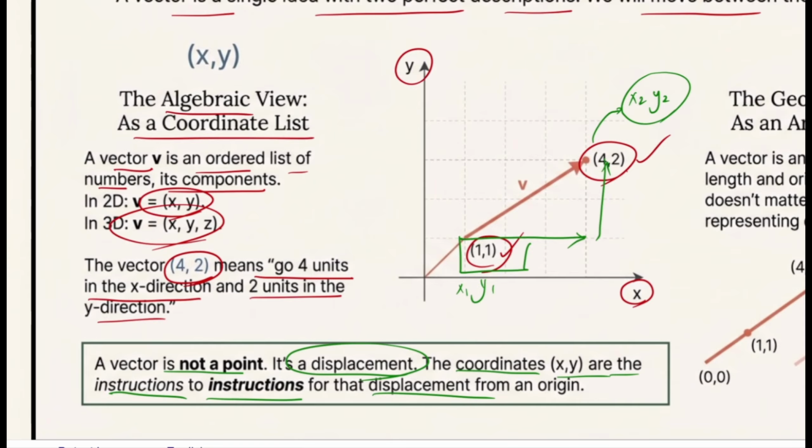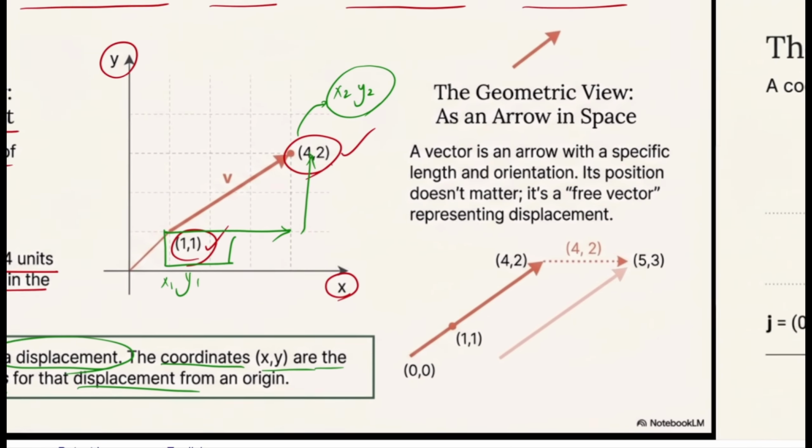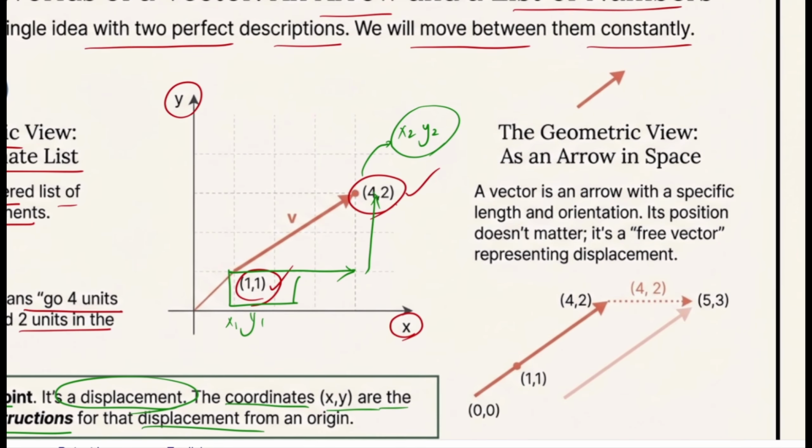No, this is the direction of displacement. Then we do have the geometric view. It means an arrow in a space. A vector is going to be an arrow, right? The arrow, like this one. This guy is an arrow with a specific length and orientation.